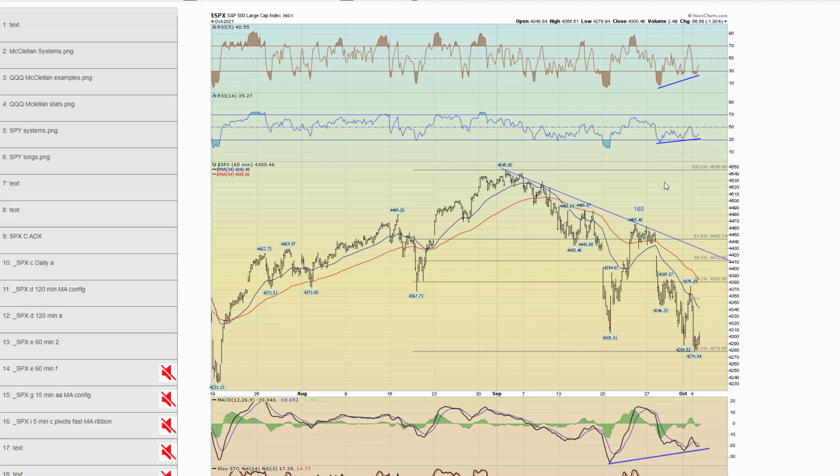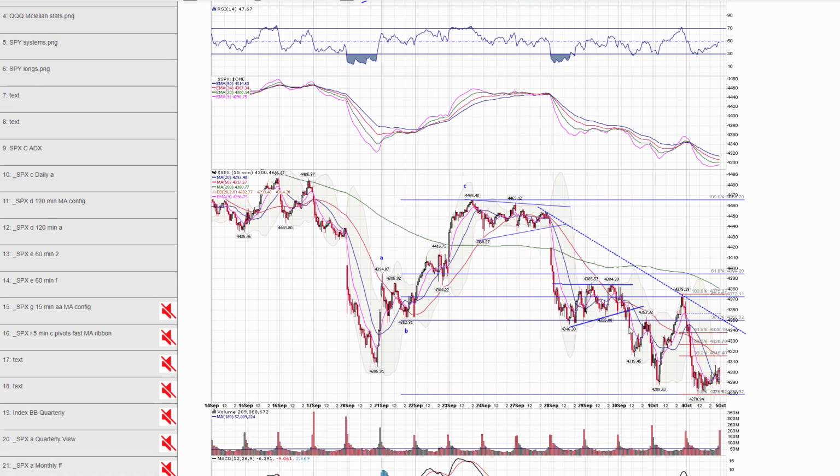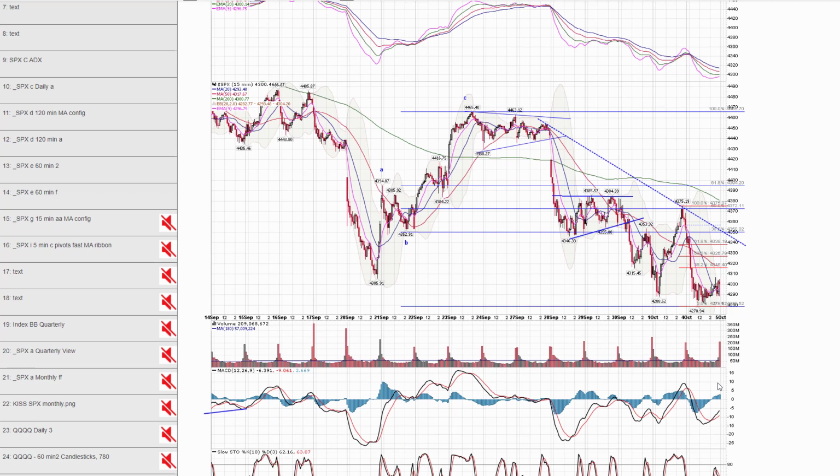Chart number 14, here's a 60-minute view with the fibs. Note where those are. Next, chart number 15, here's a 15-minute view. The 15-minute view doesn't really have a great look to it here.